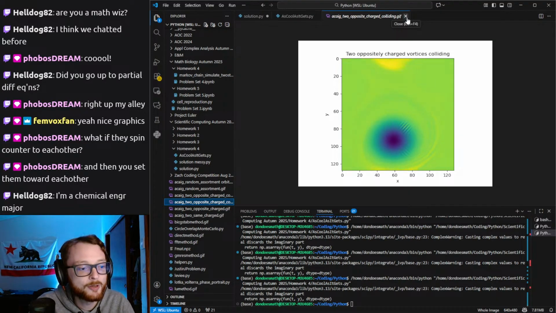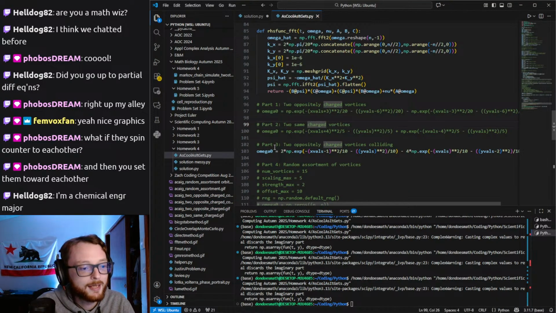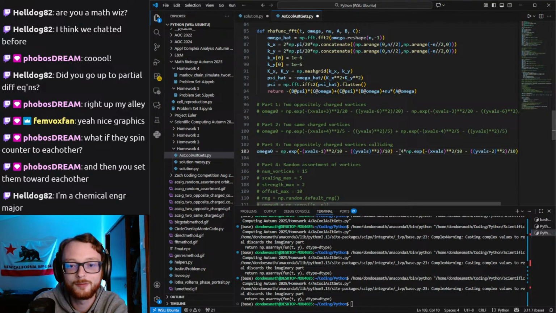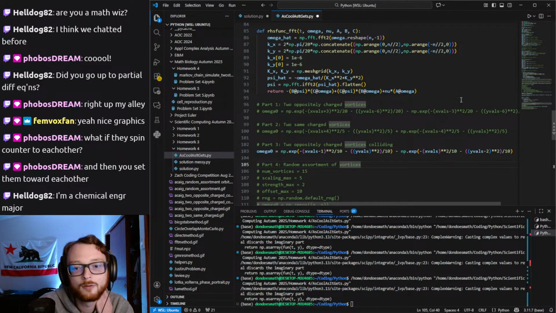Right, chemical engineering, I remember that. So they do spin counter to each other. I thought that would make them spin towards each other, but so far it makes them kind of travel side by side, or they've been orbiting. So if I make them have equal strength, they're not going to mix. They're just going to kind of stay next to each other.